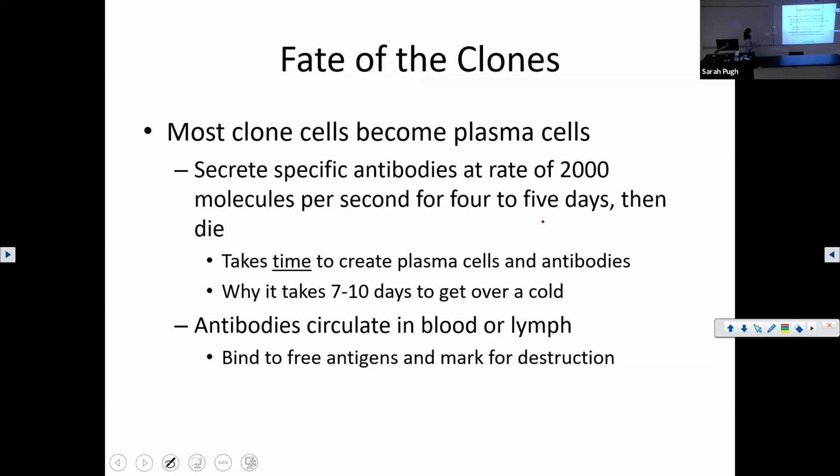Now, most of those clones will become a type of cell called a plasma cell. Plasma cells make antibodies, and they make a lot of them. They make antibodies at a rate of about 2,000 per second for 4 or 5 days.